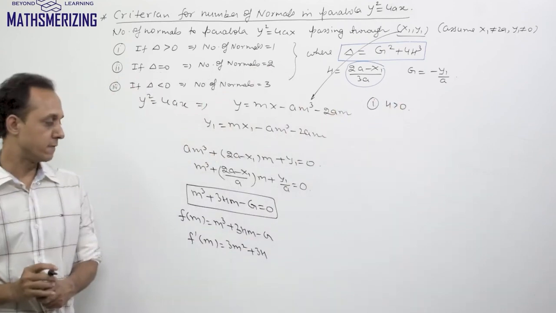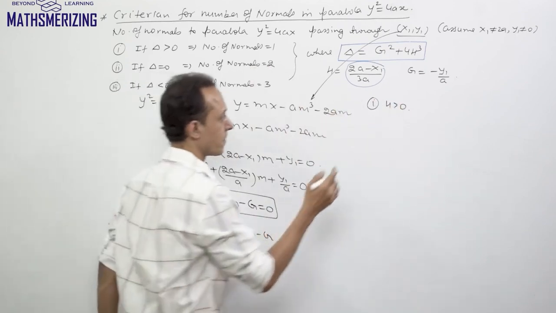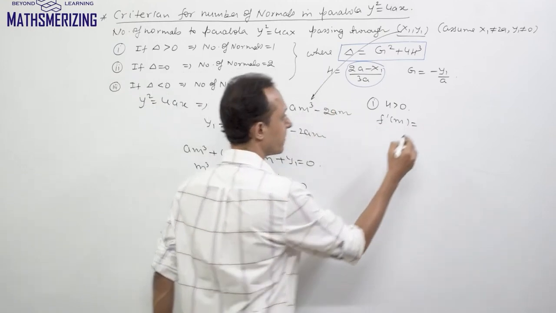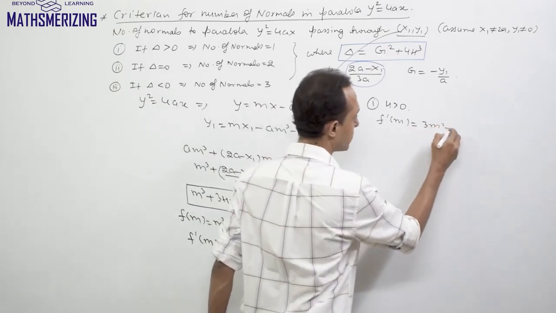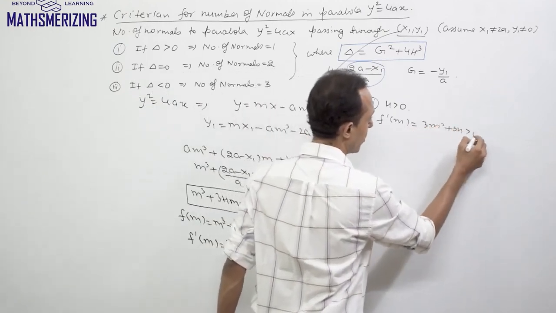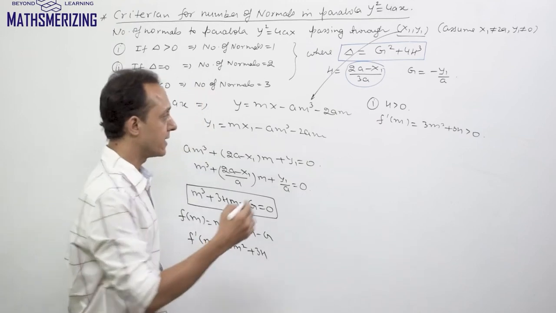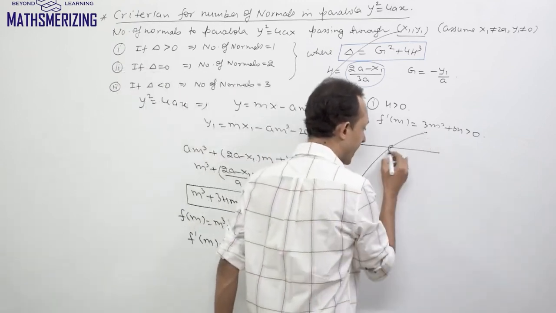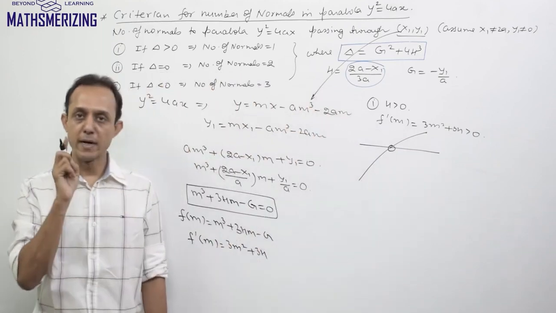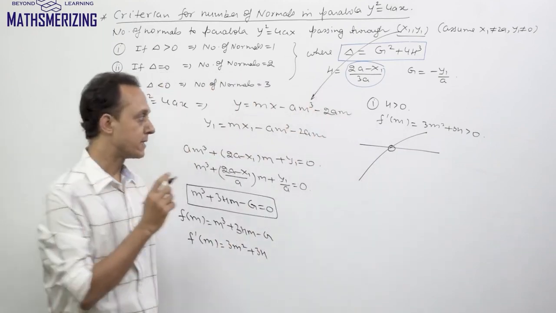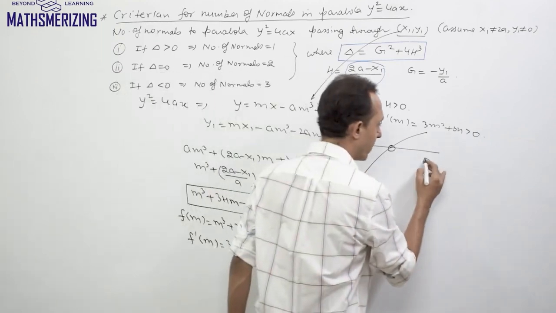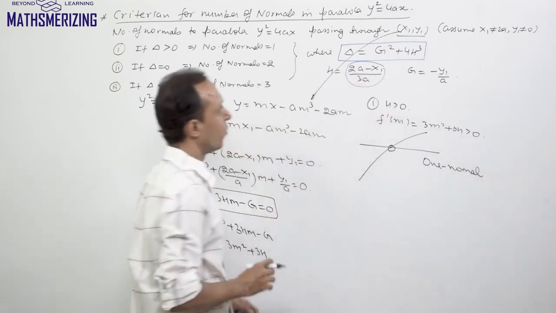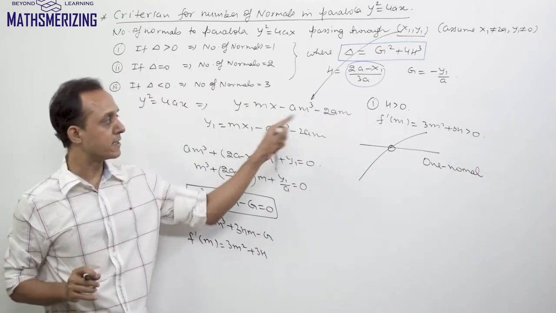Now if I take this first case, when h is positive, in that case f dash m, which is 3m square plus 3h, is always greater than 0. So in that case, it will always be an increasing function. If it is an increasing function, then it will intersect the x-axis only at one point. So in that case, it will have only one normal. So we'll have only one normal when h is greater than 0.